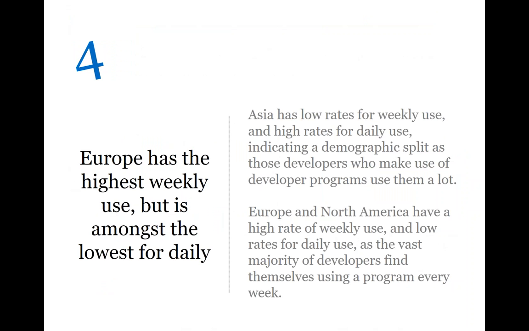If we break that data down by region, we get some slightly more interesting results. We see in Europe the highest weekly use. Developers in Europe are using support programs every week, but very low for daily use. So we seem to be people who kind of drop by once a week, whenever we have a problem or whenever we're bored.